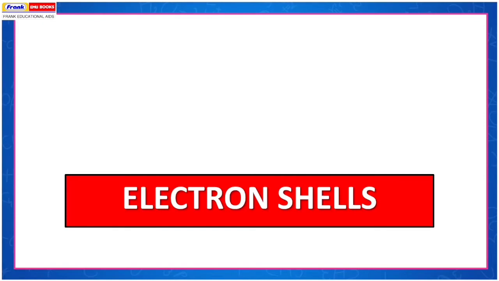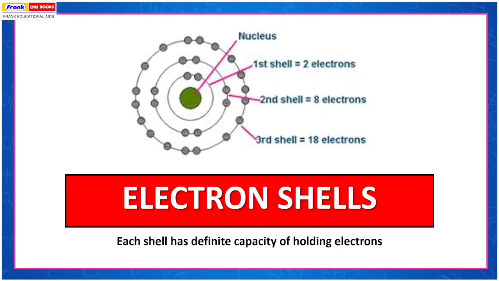Electron shells. Each shell has a definite capacity for holding electrons. The first shell has the capacity to hold 2 electrons. The second shell has the capacity of holding 8 electrons. The third shell has the capacity of holding 18 electrons. The capacity of holding electrons is given by the formula 2n squared, which is referred to as the 2n squared rule.